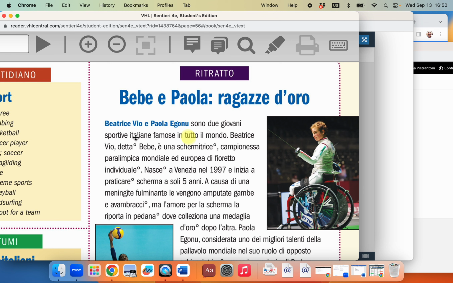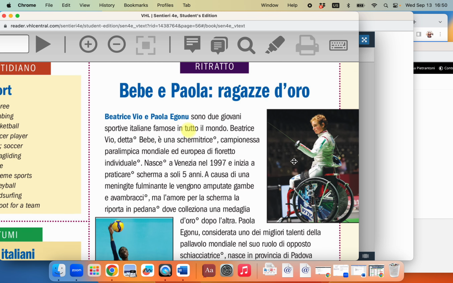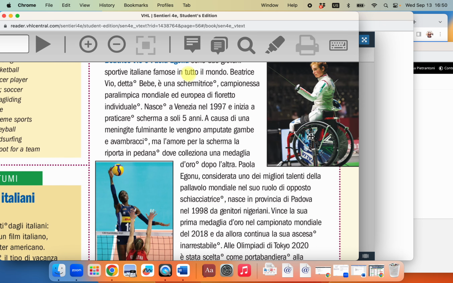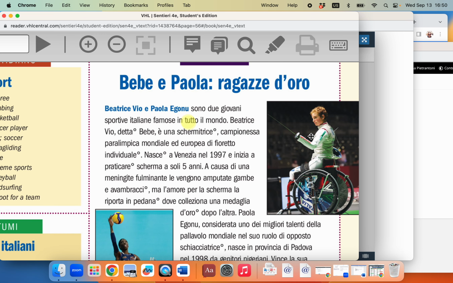Let's try to do this together. So first of all, the title, Bebe e Paola Ragazze d'Oro. Bebe e Paola, those are two names. Ragazze means girls. D'Oro means gold. These are athletes, so I'm expecting to read about two gold medalists. They probably won something in some sport event. Then I start reading. Again, Beatrice Vio e Paola Egonu sono due giovani sportive italiane famose in tutto il mondo.